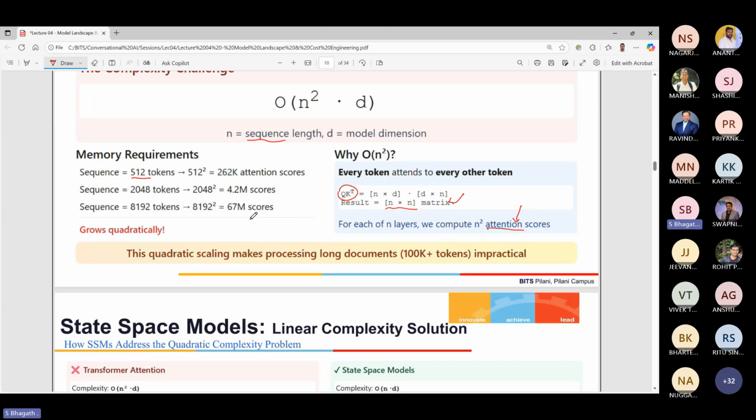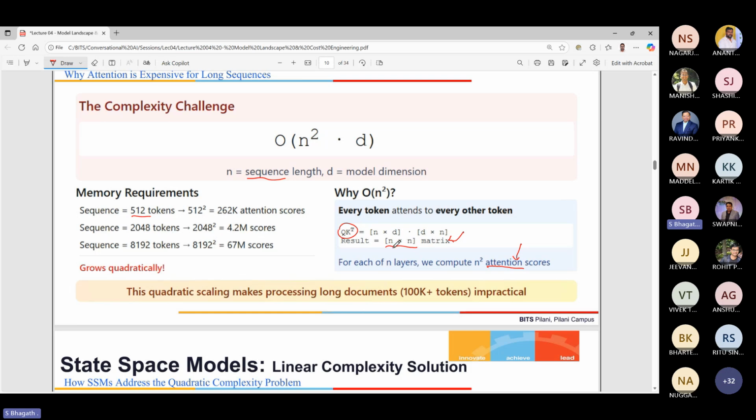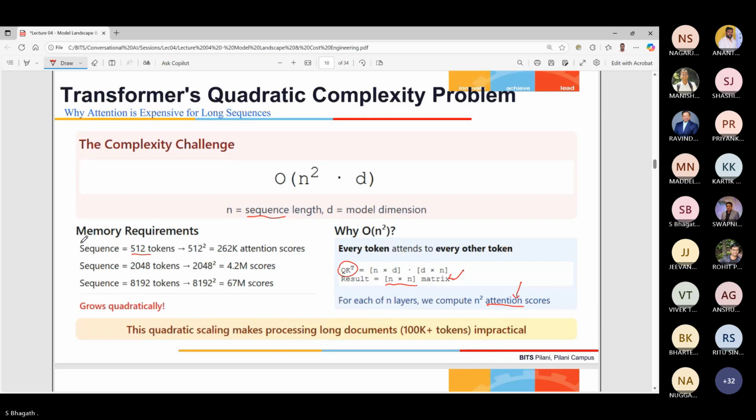The point here is to calculate this n into n matrix. Its memory requirements are very high. For a sequence of 512 tokens, this many attention scores have to be calculated, and it keeps on increasing so much. This much amount is getting calculated. That is why it takes so much time, right? And we feel that these are all important, right?